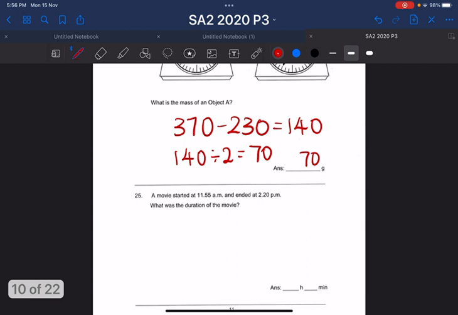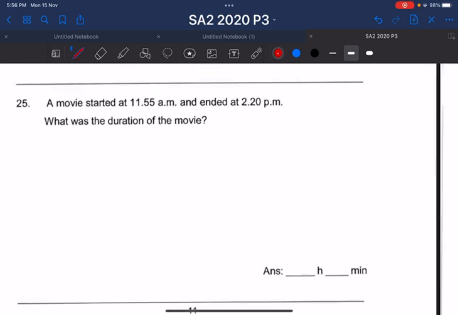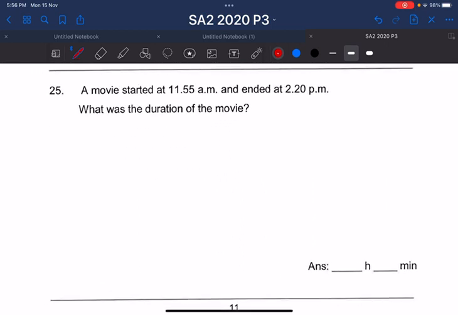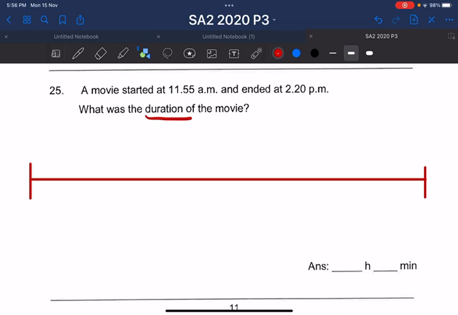Now, question 25, something that we can do finally. A movie started at 11:55, ended at 2:20 p.m. So what was the duration? Now remember, duration means how long something is, right? So this reminds me of a good timeline that we can start drawing already. So let's get started. We have 11:55. That is our start time. Now our end time is going to be 2:20 p.m. This is our end. So we want to see how long this whole thing is.